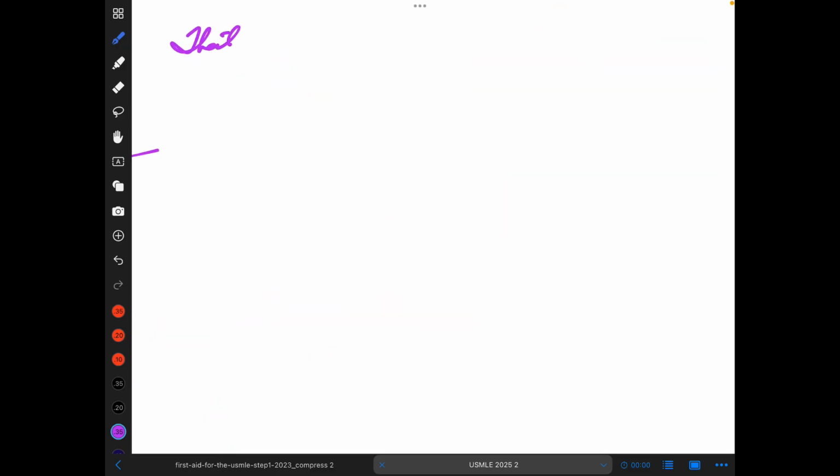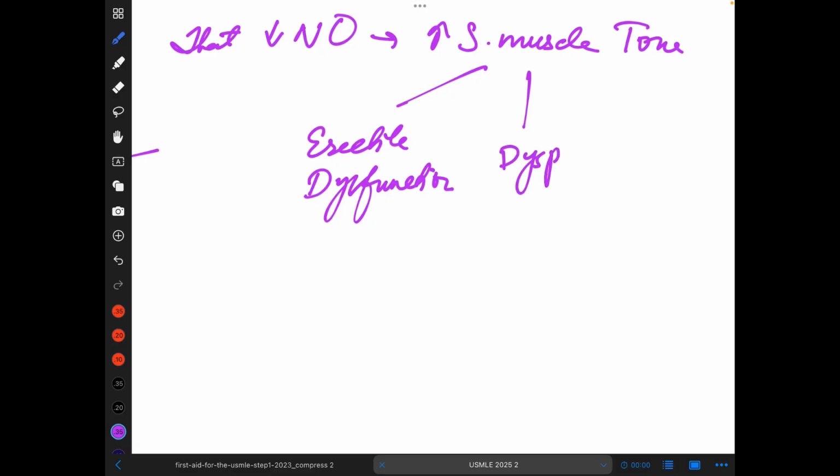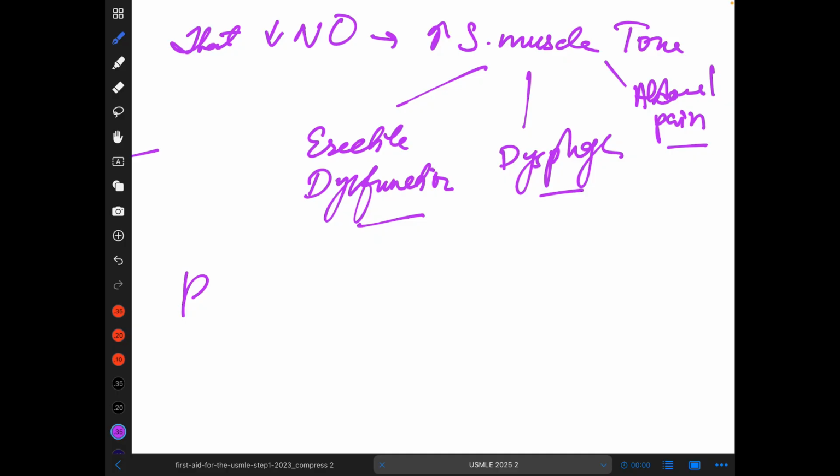Depletion of nitric oxide is going to cause an increase in smooth muscle tone, and that will cause erectile dysfunction. It can also cause dysphagia and abdominal pain. All of this can happen due to paroxysmal nocturnal hemoglobinuria.